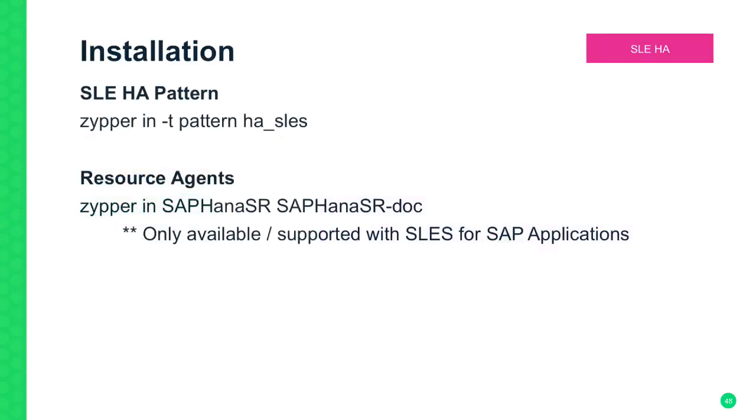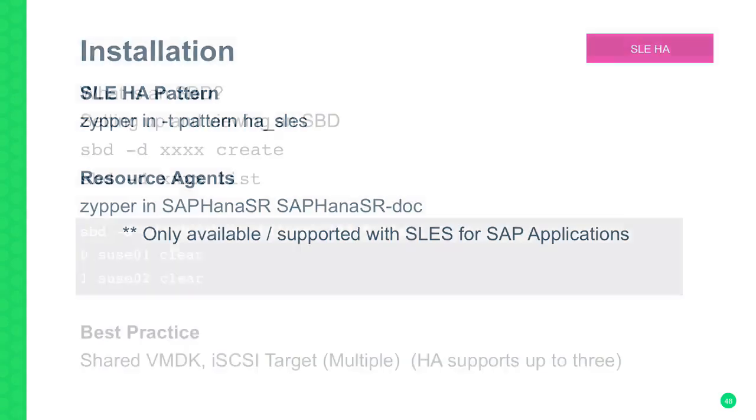So as far as the install is concerned, I'm not going to insult you by reading this out. It's very simple. Providing you've registered your box, you've got access to all the channels. 2 commands to zypper in the HA pattern and the system replication documents and packages. Please remember, you probably already know this, but the HANA system replication resource agent is only supported on SLES for SAP applications. So if you have a standard SLES box and you think you can shoehorn everything in and get it working, that's fine. But when you phone up the support to say it's not working, the phone might get put back down again. So please be aware of that.